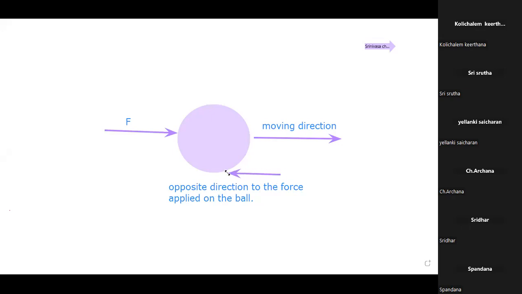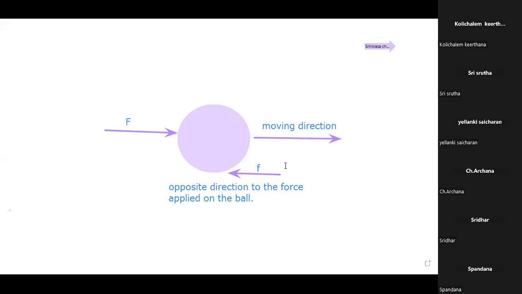So this is frictional force. This frictional force is denoted by small f. In the FBD, the free body diagram, we represent frictional force by the alphabet small f, and capital F represents the force applied on the particular body. Okay, this is the most important thing.